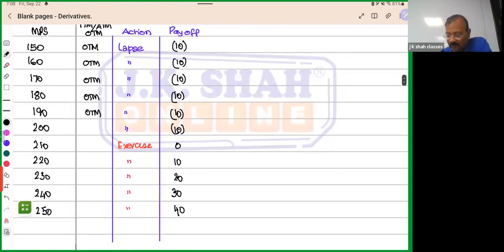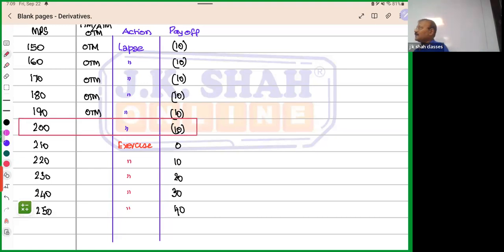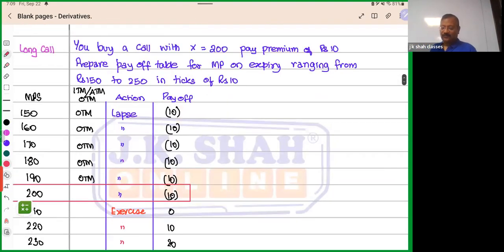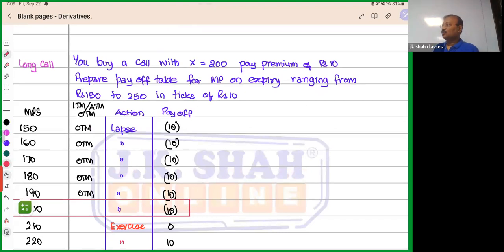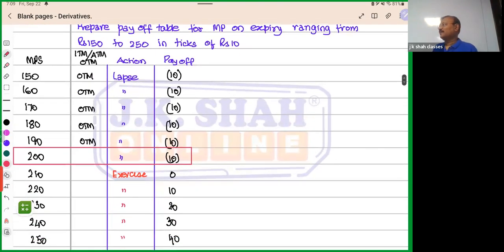And what about at 200? Is it out of the money? At 200, oh, sorry. Is this out of the money? No. What is the strike price of the option? 200. Strike price, 200. And when the market price is 200, then whether you buy it from the market or whether you buy it under option, your loss is still going to be 10 rupees only.